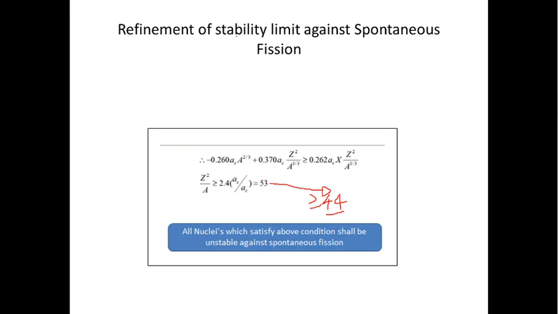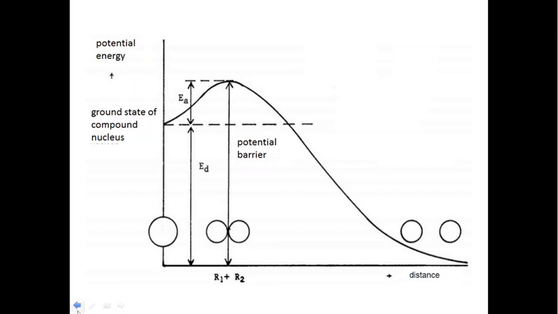It is a refinement of the stability limit against spontaneous fission. We have derived a stability limit in the previous lecture, but we are trying to refine the limit. Last time we had seen what stops a nucleus from undergoing spontaneous fission. This is the potential barrier. It is the difference Vc minus Q of the nuclear fission of that particular nucleus. I'm talking about this peak here, which I call Vc.